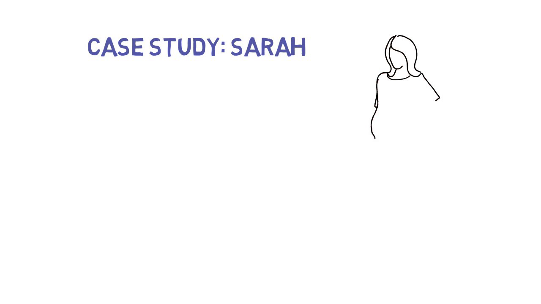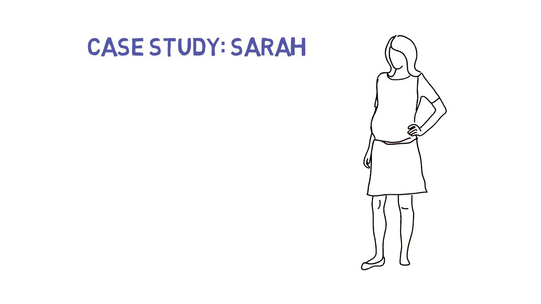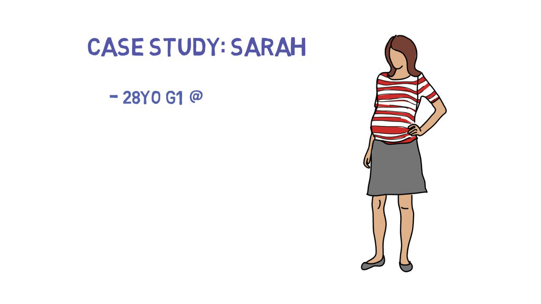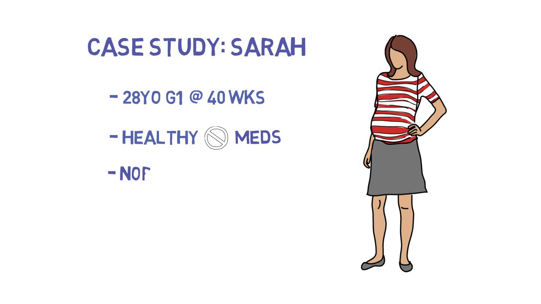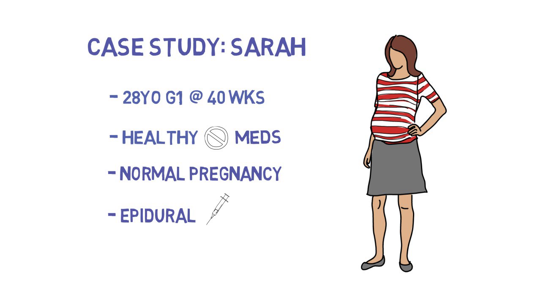Sarah is a 28-year-old G1 at 40 weeks gestation that has been laboring for the past 10 hours. She is healthy and takes no medications. She has had a normal pregnancy so far. Sarah had an epidural to manage her labor pain when she was 4 centimeters dilated. Now, she is fully dilated and has been pushing well for the past 2 hours.